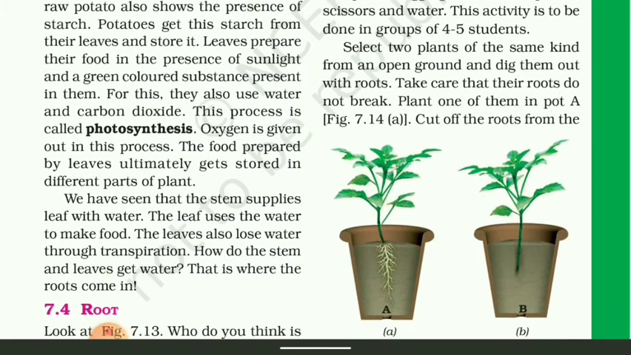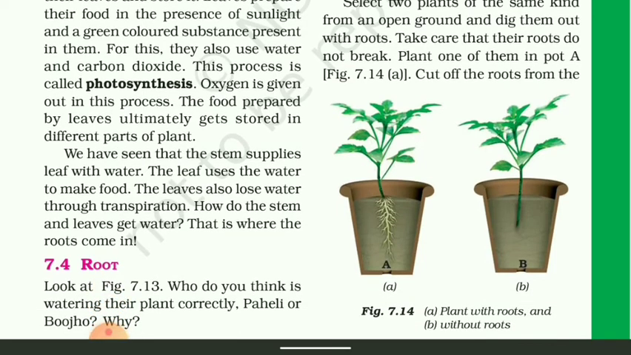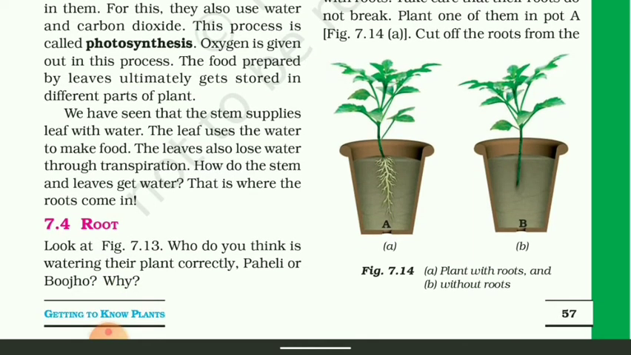This process is called photosynthesis. Oxygen is given out in this process. The food prepared by leaves ultimately gets stored in different parts of the plant. We have seen that the stem supplies the leaf with water. The leaf uses the water to make food.